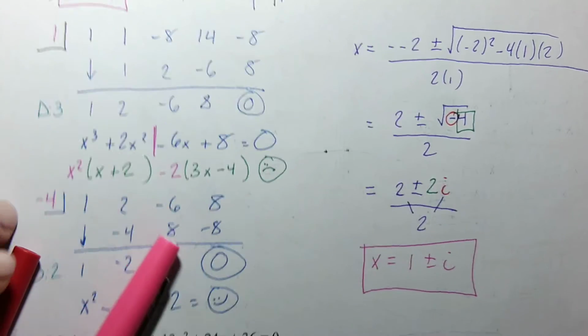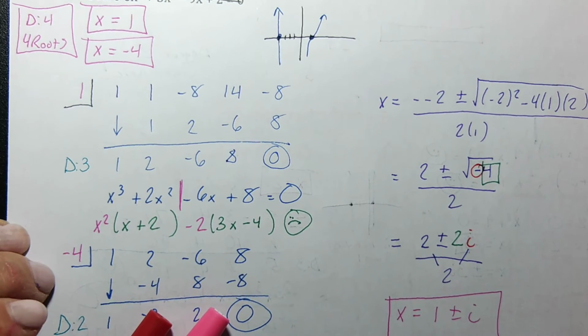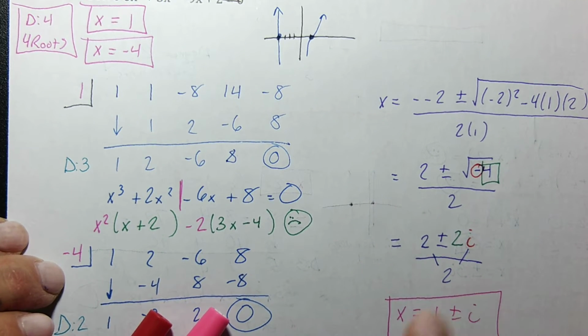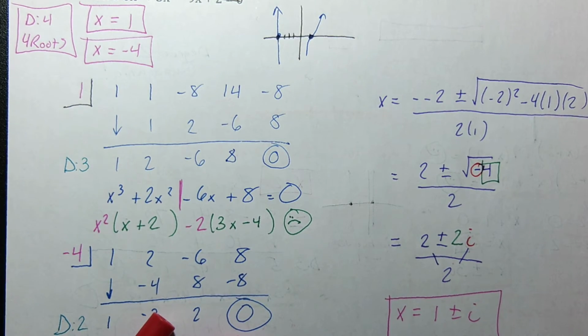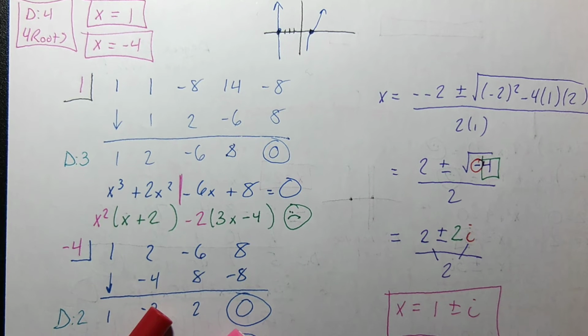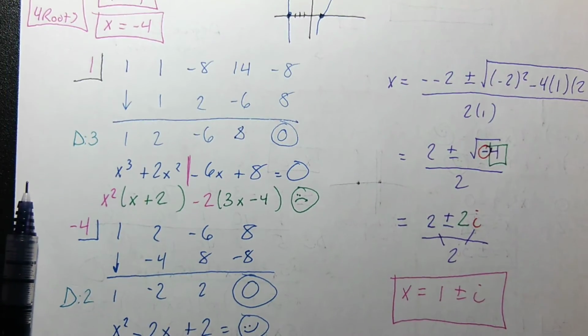How many total roots did we find? 4. 1 plus I is 1. 1 minus I is 2. X equals negative 4 is 3. And x equals 1 is 4. We found all 4 roots. So, key thing, folks, is we always try to factor first. We can use our calculator to help us find exact roots and to help guide ourselves when we are looking for those non-exact roots. So we're going to go ahead and jump into the guided practice next.